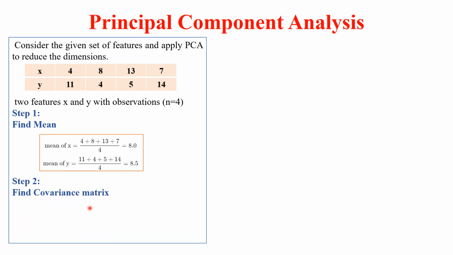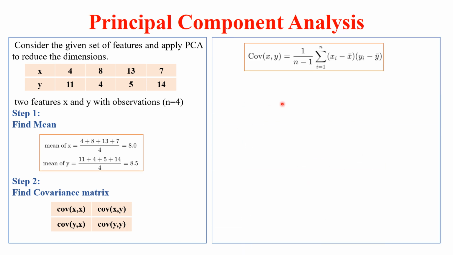Step 2 is to find the covariance matrix. We need to compute the covariance between X, X, Y, X, Y, Y. The formula to compute the covariance between X and Y is equal to 1 divided by n minus 1 summation of xi minus x bar into yi minus y bar, where i ranges from 1 to n. So n represents the number of observations and xi, yi represents the features and x bar, y bar represents the mean.